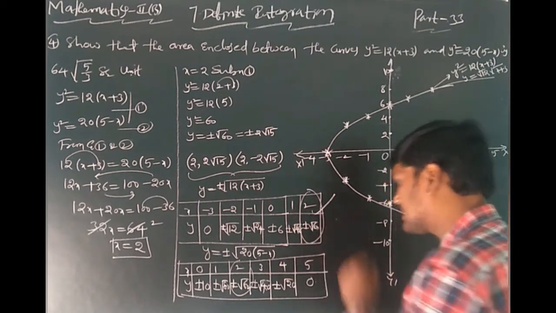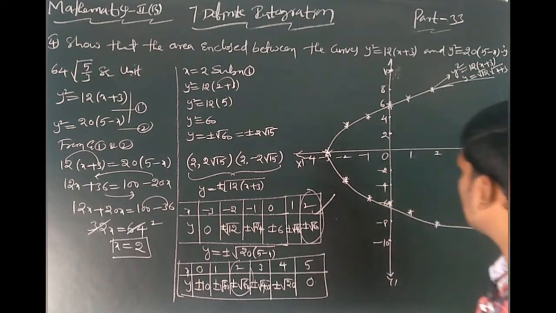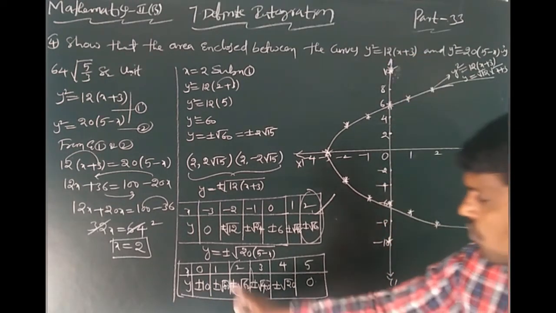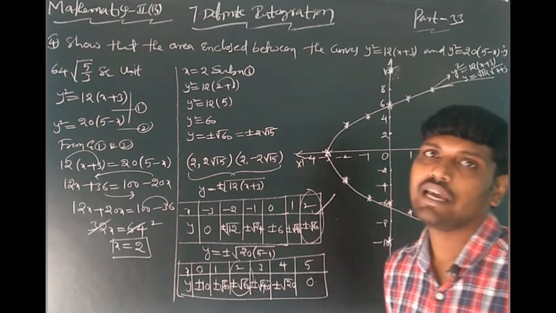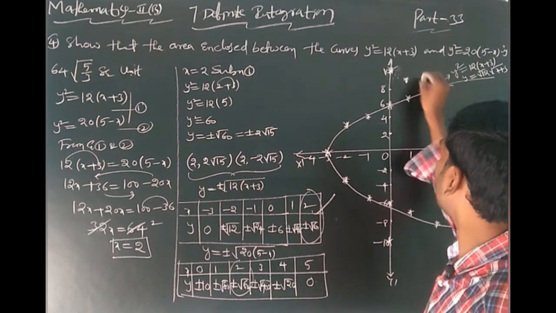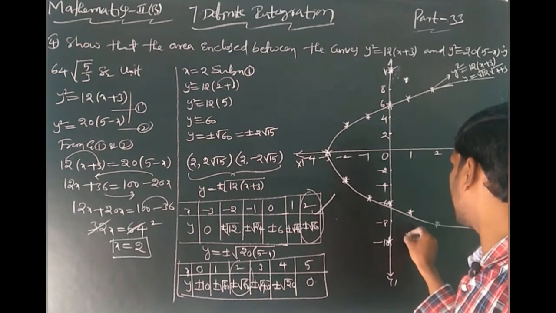After that, you have to take the second one. Second one, 0 plus or minus 10. This is a plus 10. This is a minus 10. Next, 1 plus or minus square root of 80. Square root of 80 is approximately 9. This one is 9. Here also it will be minus 9.